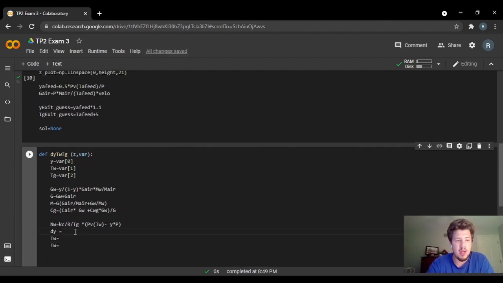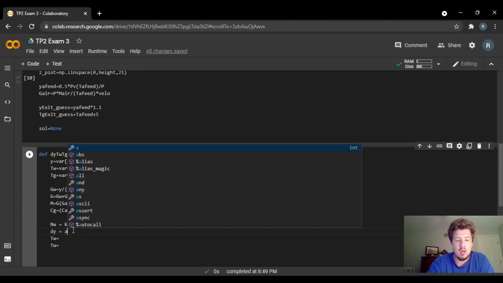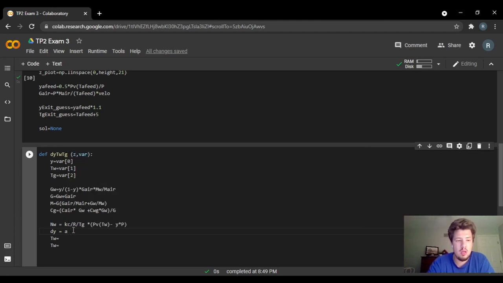Now the mole fraction with respect to position was equal to the specific area times the gas flow rate times the molecular weight divided by the gas flow rate times the molar flux.